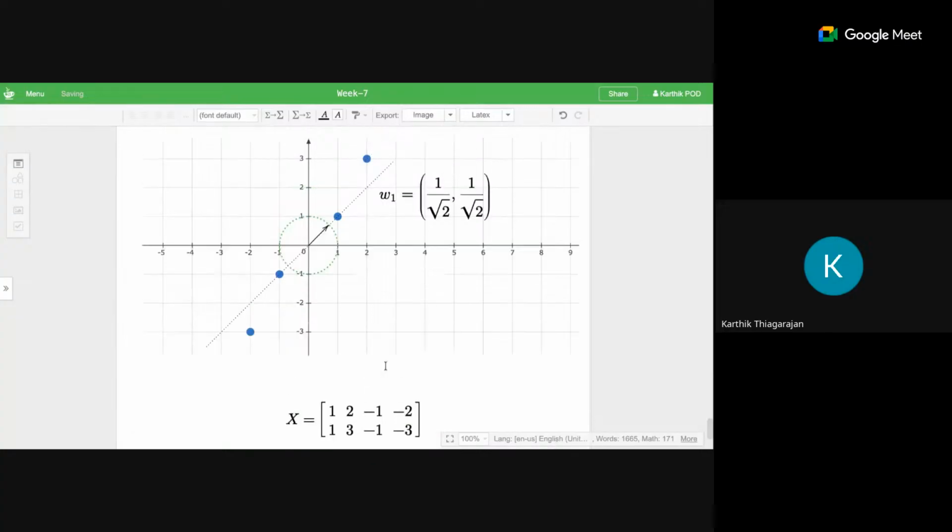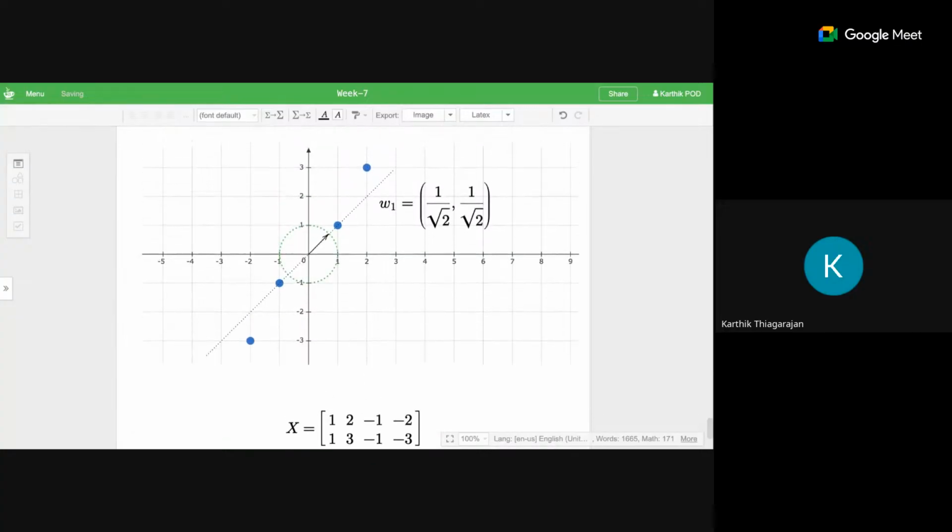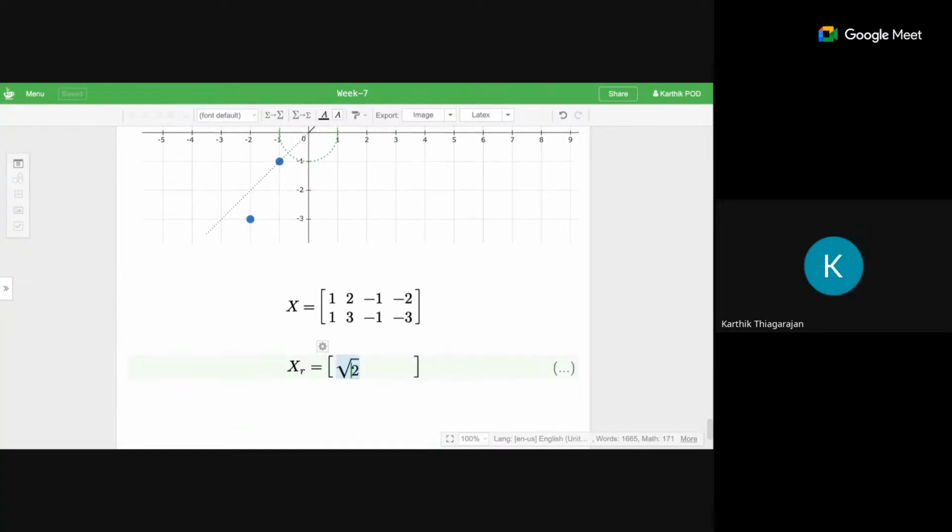Likewise, I can do this for (2, 3). So what will it be for (2, 3)? It is 5 by root 2. So this will be 5 by root 2. And this one will be minus 5 by root 2.